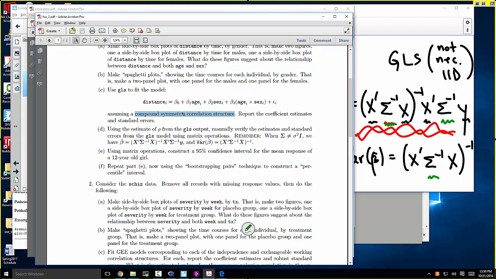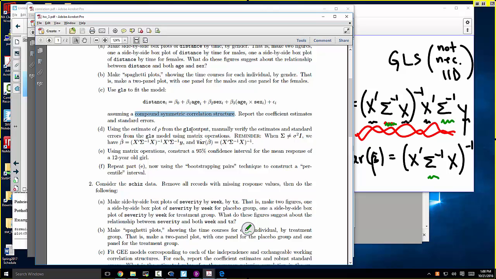So you will use compound symmetric. Any two observations on the same individual has correlation rho. So we're not allowing for the correlation to decay over time. We're just saying, a pretty strong assumption, that the same correlation applies to any pair of observations on the same individual.